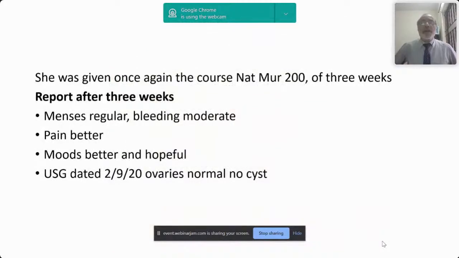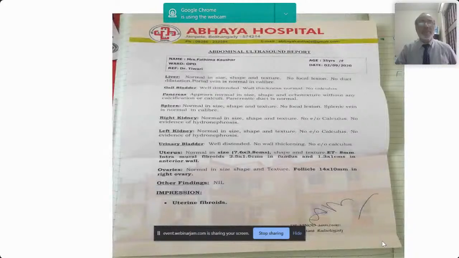She was once again given natrum 200 for 3 weeks. Report after 3 weeks: menses regular, bleeding moderate, pain better, moods better. And this ultrasound, this month only, shows no ovarian cyst. Ovaries are normal, everything is normal, but she has been detected with a uterine fibroid of small size. And now, next I am planning, because natrum and sepia are complementary, so in due course she may require sepia.